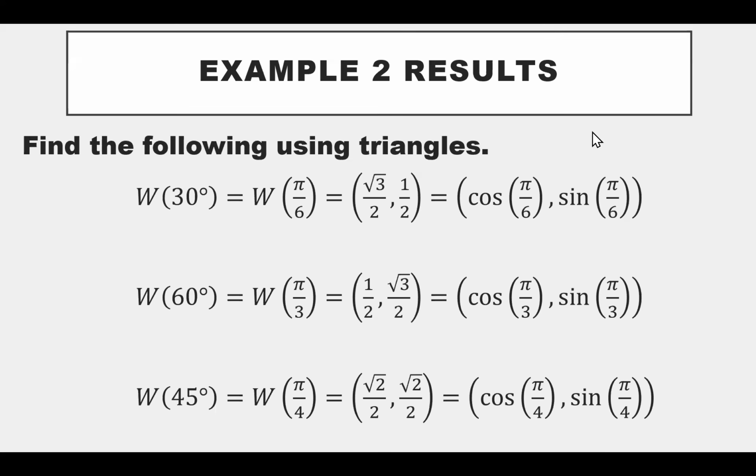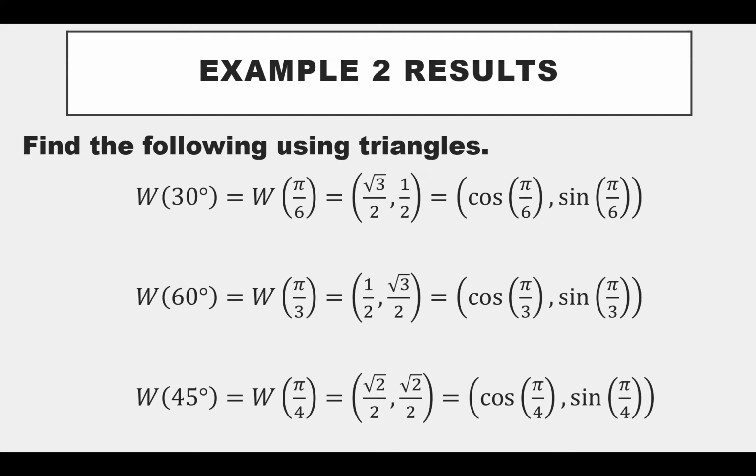So here are the results. If we want to do the wrapping function of 30 degrees or pi over 6 radians, then we get that the cosine of pi over 6 is root 3 over 2, and the sine of pi over 6 is 1/2. If we want to do the wrapping function of 60 degrees or pi over 3 radians, we get the cosine of pi over 3 is 1/2, and the sine of pi over 3 is root 3 over 2.